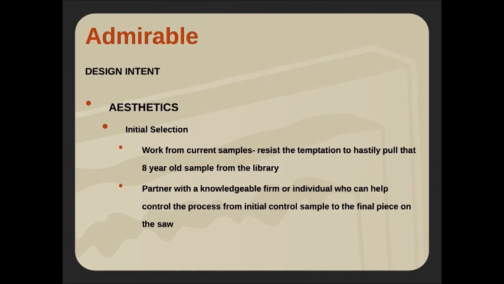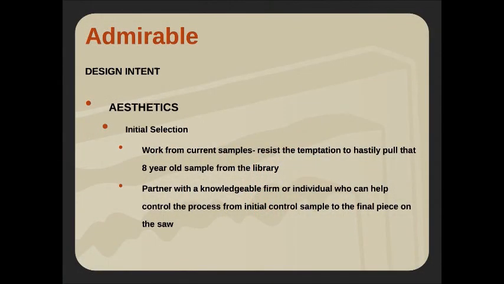The first one is we want to make sure that we're working from current samples. I know every architectural firm has got a library, and in that library you've got a number of different materials from any number of suppliers. It's important that we resist the temptation in the 11th hour to run to that shelf and say, I need a white marble, and grab something off the shelf that may be quite dated. Maybe it's 6, 7, 8 years old, and it isn't necessarily indicative of what's coming out of the quarry at this particular time. In the worst case, maybe it's a product that's no longer being quarried. So it's important that we're working from current samples.